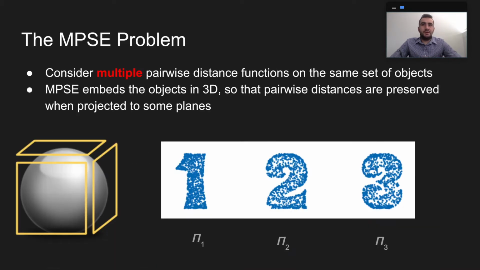We consider situations where instead of just one pairwise distance function, the input is a set of pairwise distance functions on the same set of objects. The optimization goal of multi-perspective simultaneous embedding is to place the points in 3D so that the embedding simultaneously preserves different types of distances between the objects when projected to different 2D planes.